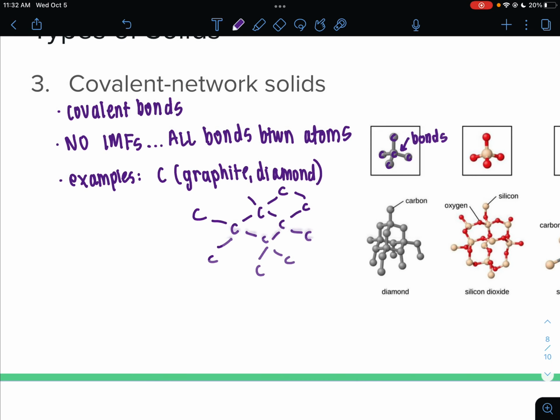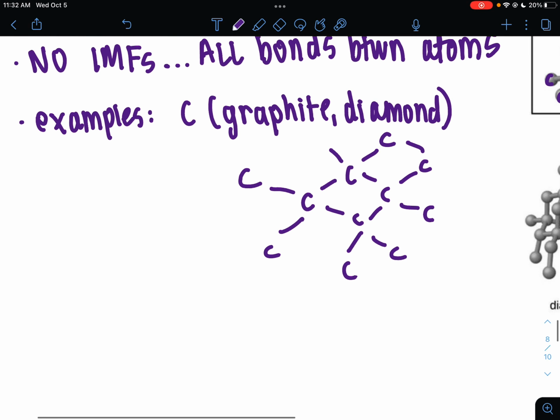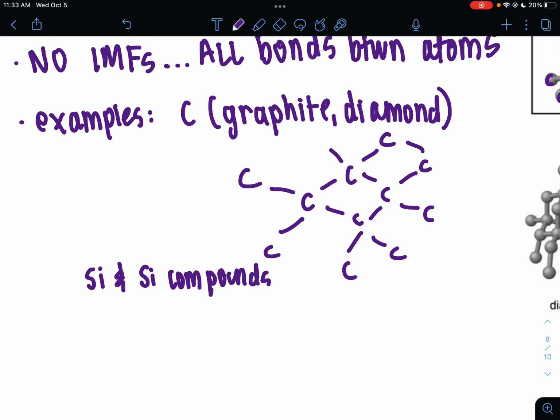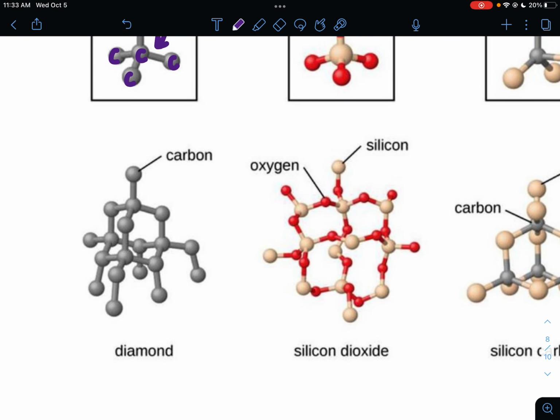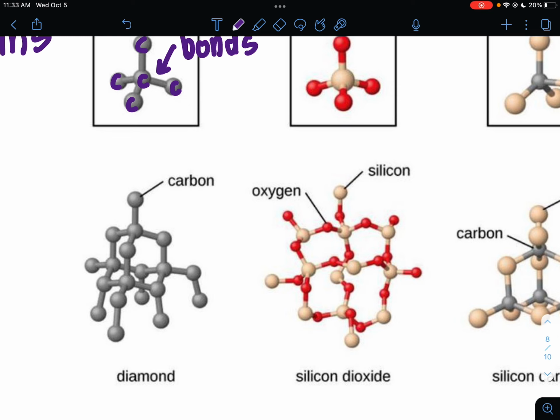Okay. Your other example you need to know would be silicon, so Si, and Si compounds. With the exception, SiH4 would not be, because H's can't make more than one bond. So SiH4 cannot make extra bonds around. But silicon dioxide, which is what glass is, is what this structure is. Okay. So each silicon actually has 4 O's around it, and then those O's bridge to another silicon who has O's, and again, they make this giant structure.